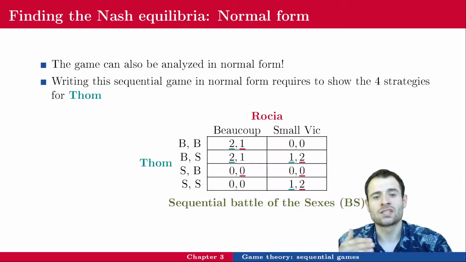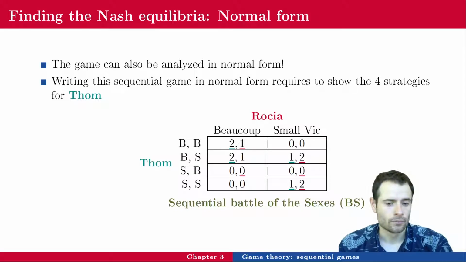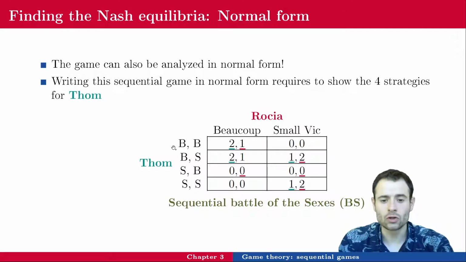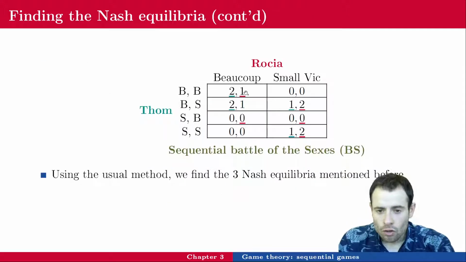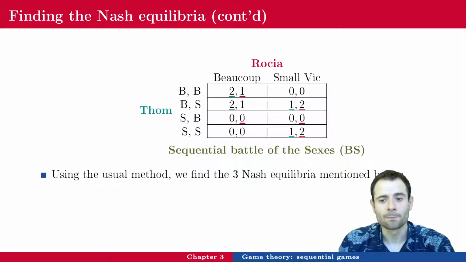So the procedure is the same. Once you have a normal form, you're good to go. The hard part here is writing down the normal form correctly. Yes, BB is going to beaucoup regardless. So now we can see that again, we have 3 cells where both payoffs are underlined. So we find the exact same 3 Nash equilibria as before.